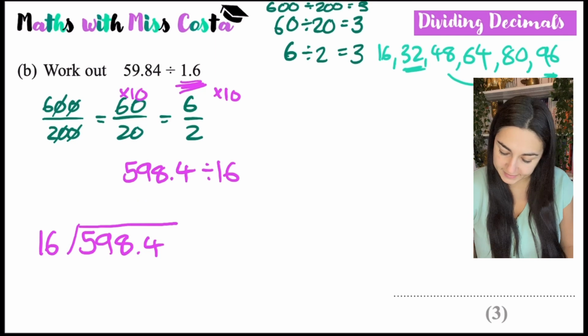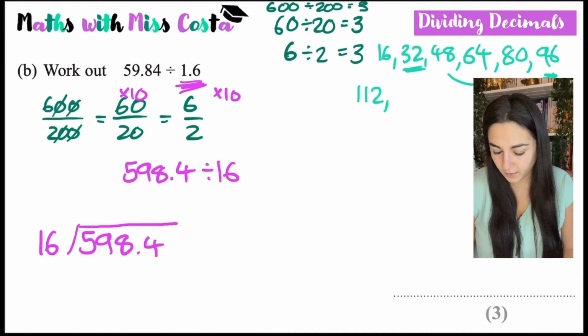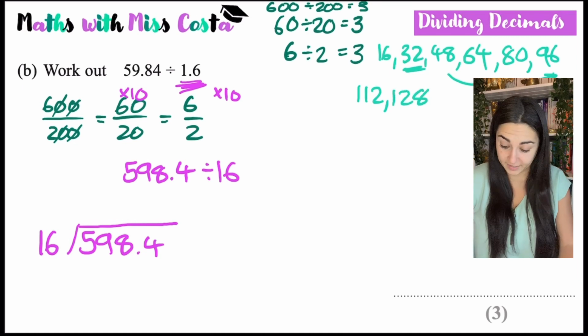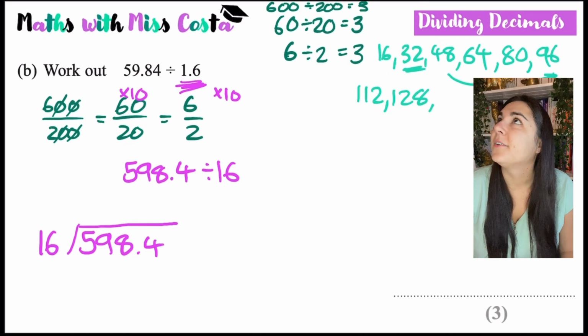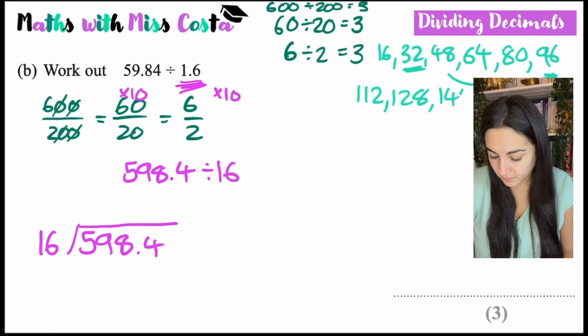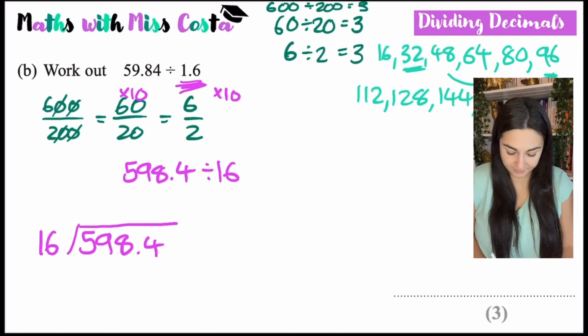so 96, add on 16, my brain's a bit fried at the moment, 112, add 16, 128, and so forth. Okay, let's do a few more. 144, 160.